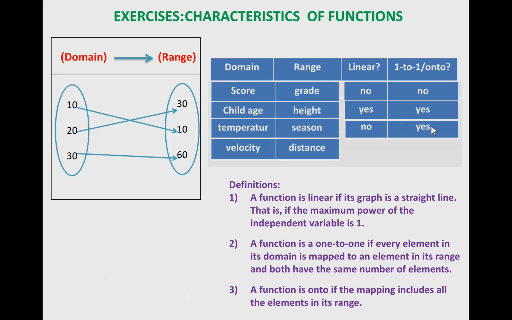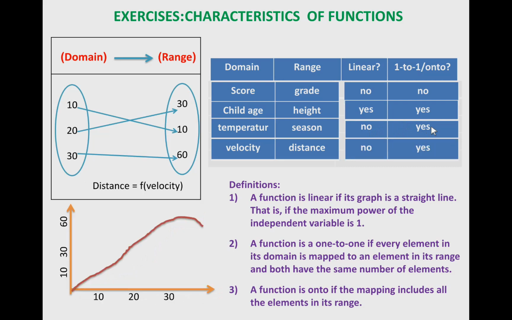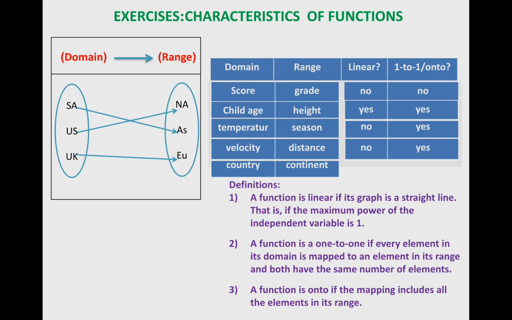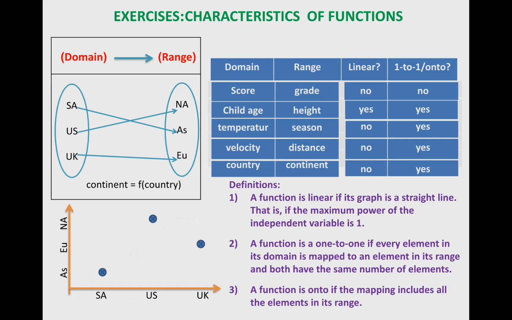The same conclusion we can also make by looking at the next function, which is about the distance. And the answers are the same. And the last function is about the country and the continent. And it's very obvious that it's not linear and it is indeed one-to-one and onto.